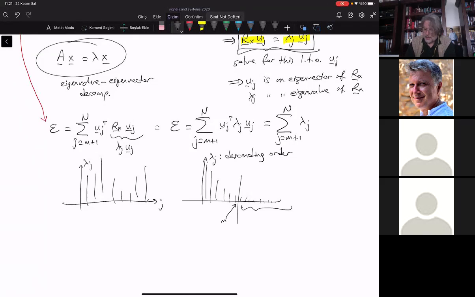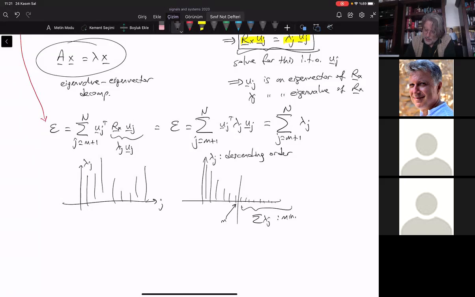And therefore, the sum of lambda j would be minimum, because they are the smallest at the tail. And wherever you choose m, it may be towards a little bit left or to the right. Whatever is left would still be the minimum summation for lambda j, because they are the smaller ones around the tails.